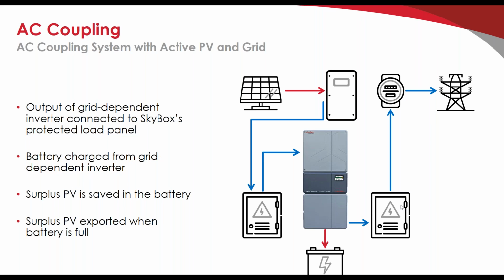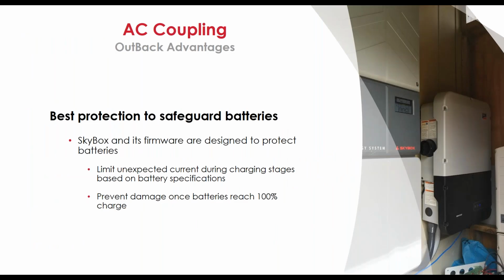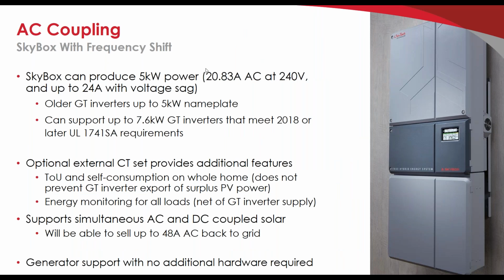Sydney asks for confirmation on the surge rating of the SkyBox inverter, and I'm going to jump to that page, Sydney. The answer is SkyBox can support 20 amps, no surge, and then it can do up to 24 amps AC, but that is with voltage sag. It is still a 5 kW inverter. There is no real concept of surge in this particular topology, this particular design for this inverter.